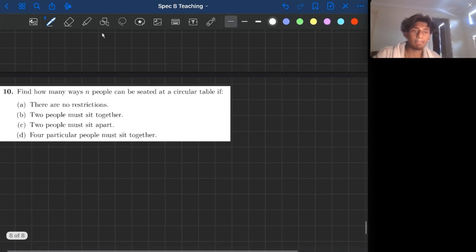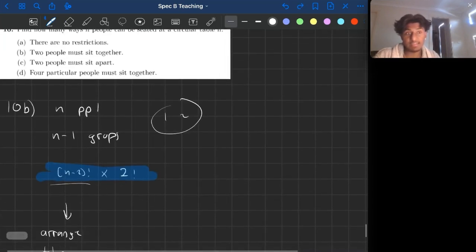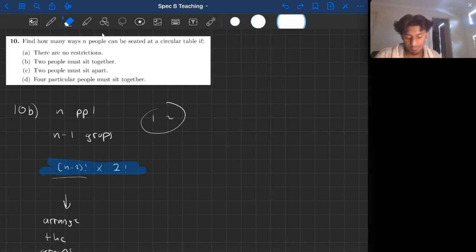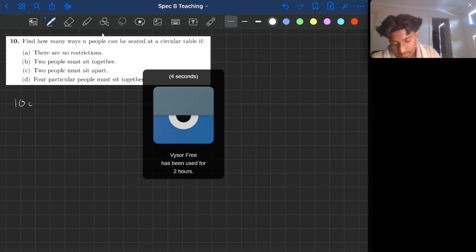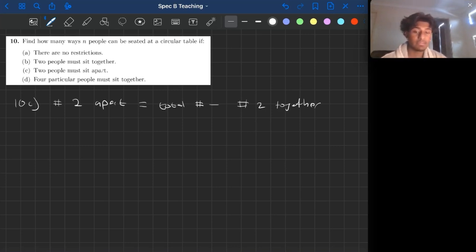Now, if you can use some foresight, you can see that this is where we use the complement method, right? And we're also going to be using the answers from 10a and 10b to get 10c. So what we can actually understand is that the number of arrangements where 2 people must sit apart equals the total number of arrangements minus the number of arrangements with 2 people together. And if you think clearly here, you'll see that this is actually just 10A and this is 10B. So our answer to 10C is just 10A minus 10B.